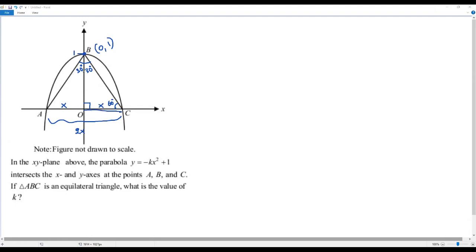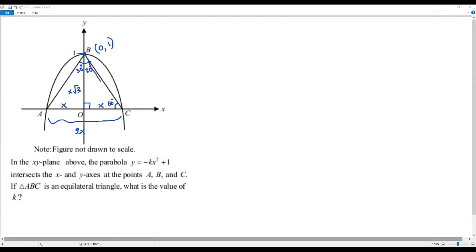Now to get the length of the next longer leg, that is the side opposite the interior angle measure 60 degrees, we have to multiply the length of the shortest leg x by square root of 3. Then the length of this line segment OB is x times square root of 3. So this is the next longer leg of this right triangle.